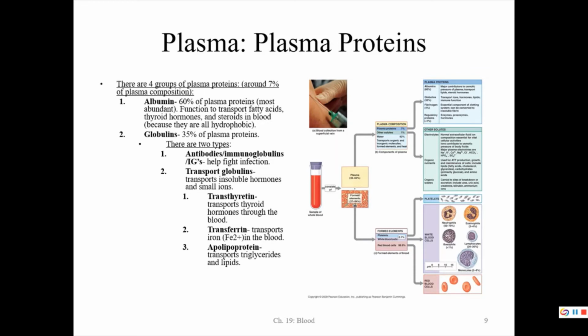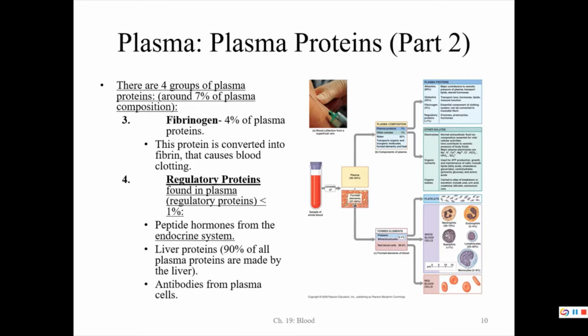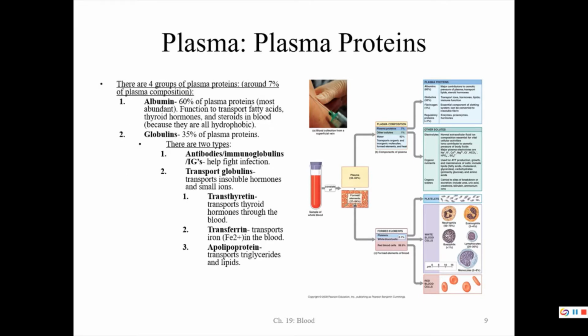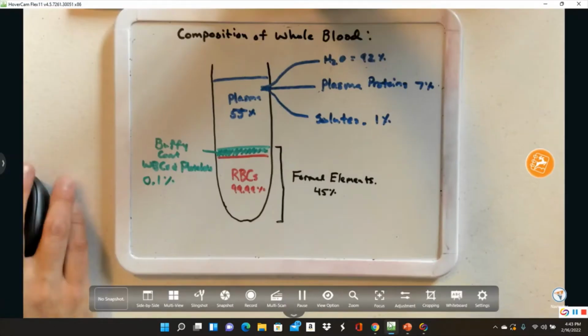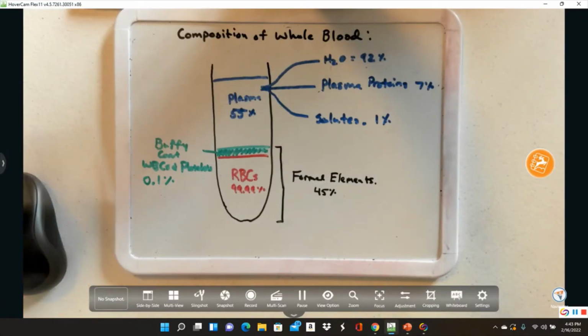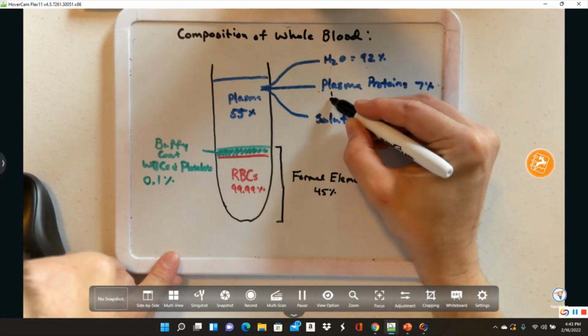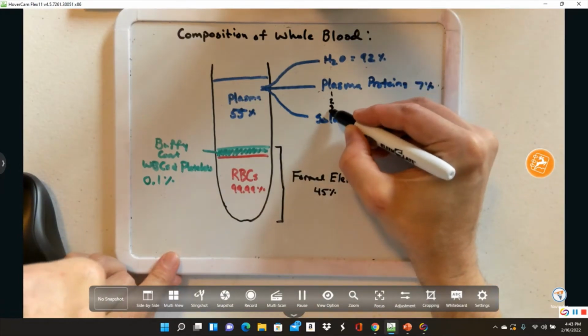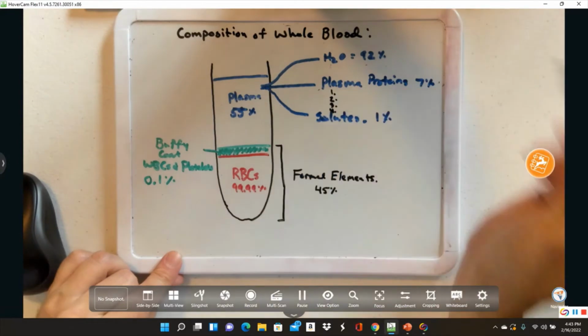So we're going to talk about the 2 important groups and then 2 more. So there's 4 of them I want to talk about. So there's 4 of them I want to add here with plasma proteins. And I'm going to use this pen, 1, 2, 3, and 4.